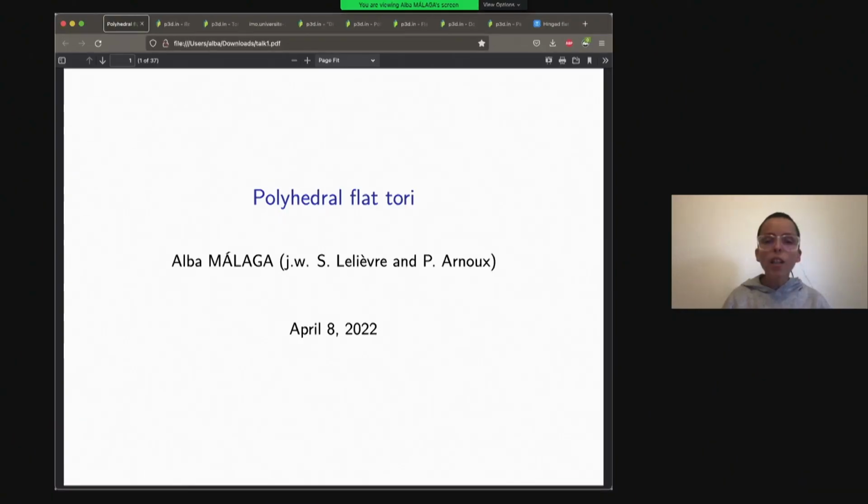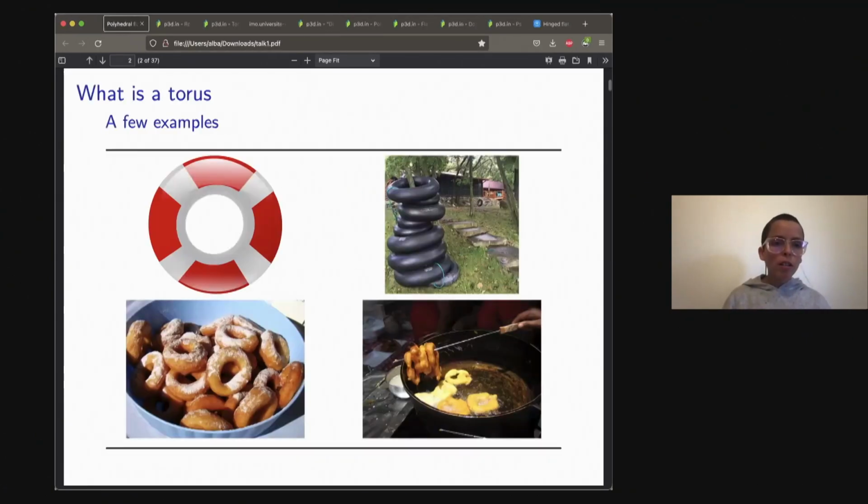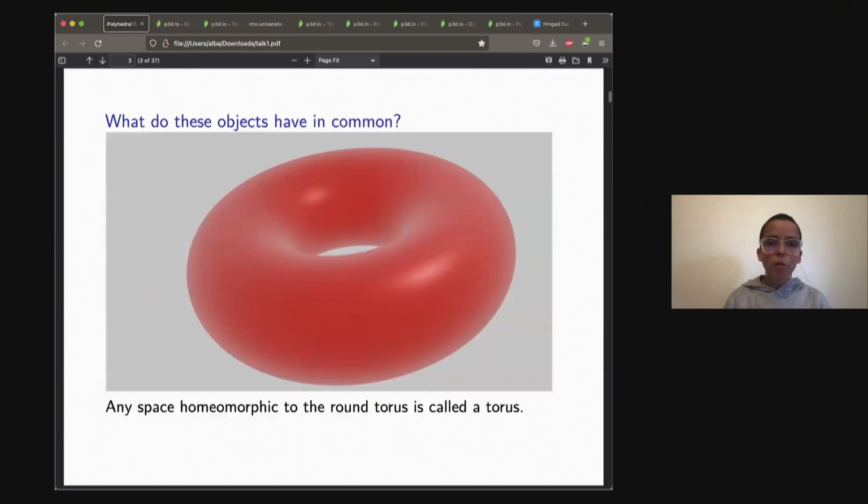At first, I would like to fix the vocabulary. Three keywords: torus, flat, polyhedral. Okay, so what is a torus? It is just the surface of a life buoy, a surface of an inner tube, a surface of a donut. What do all these shapes have in common?